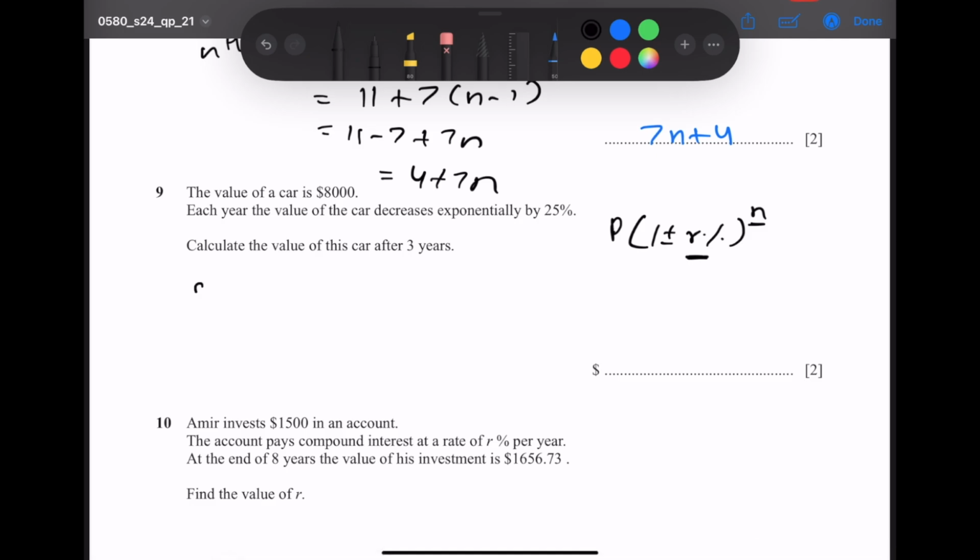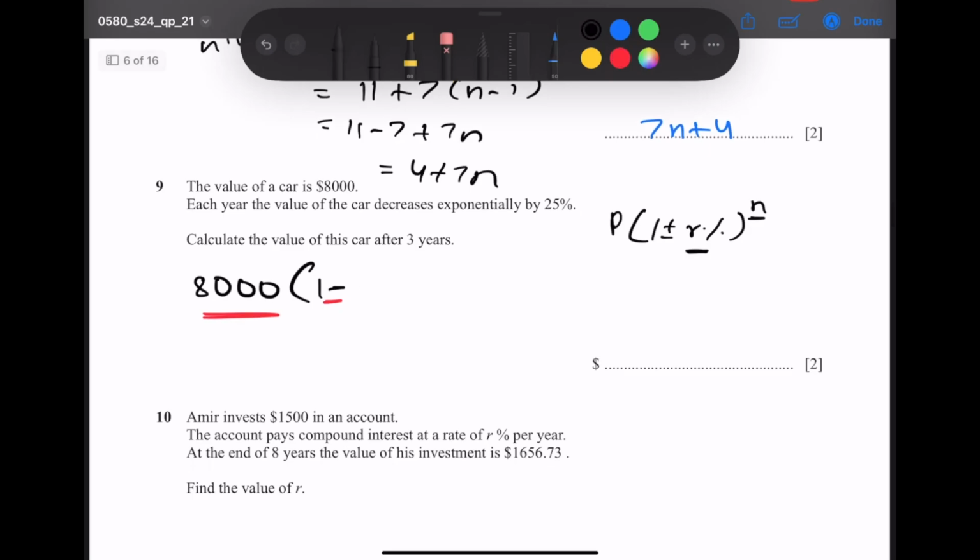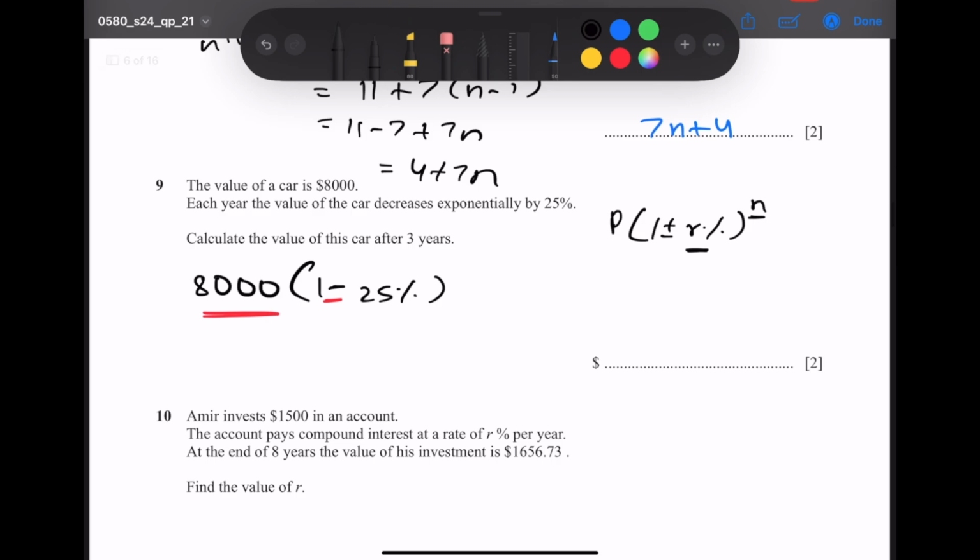So the initial value is 8,000 times 1 minus, it's minus in this case because if it's increasing then it's positive since the value increases over time, but if it's negative this means that the value is decreasing over time. So in this case, since the value is decreasing exponentially over 3 years, we use a negative symbol to show that this initial value 8,000 is decreasing over time. So 1 minus 25% to the power of n, where n is the number of time intervals.